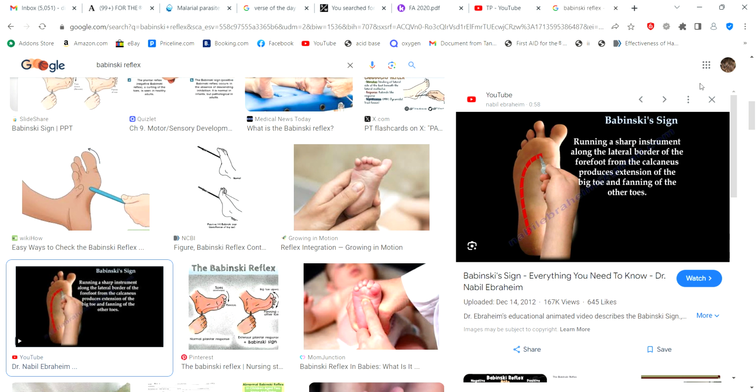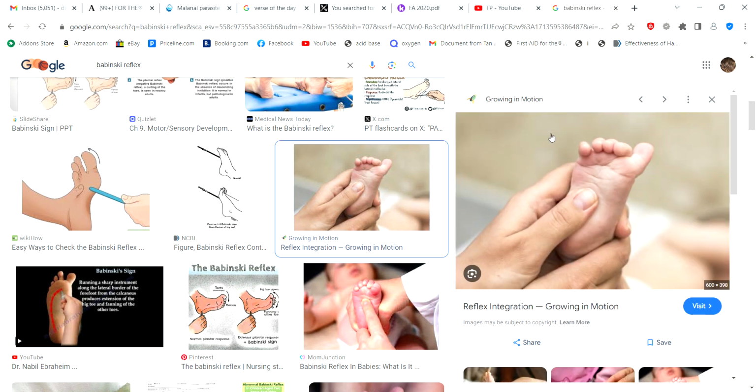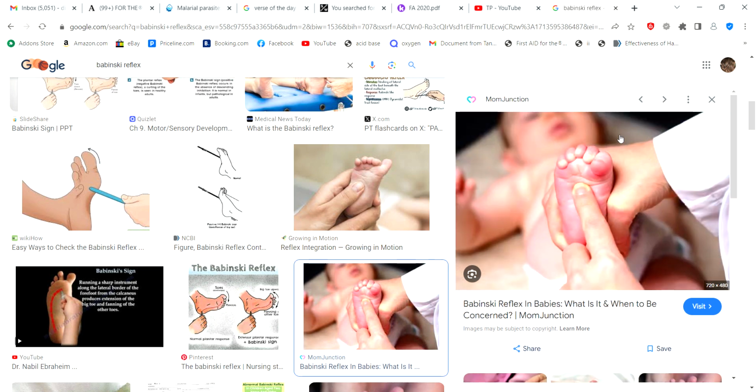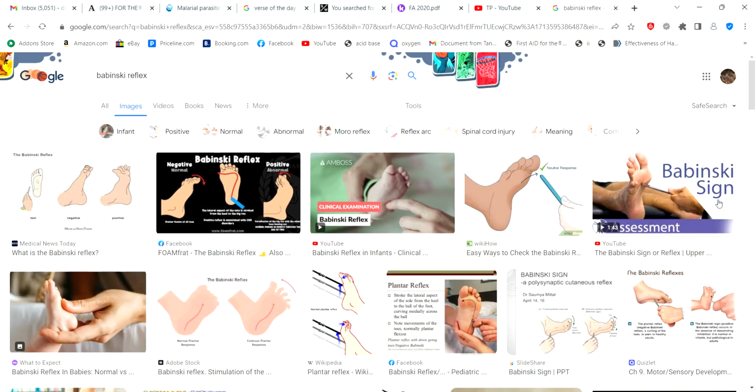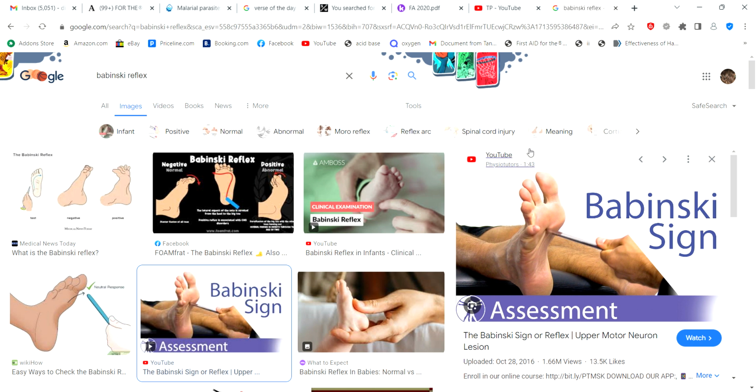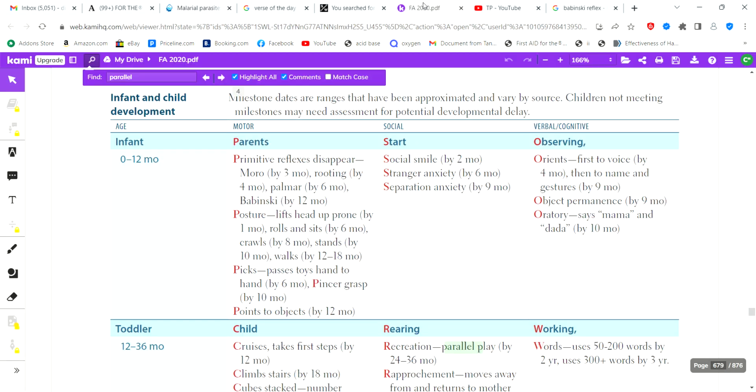So when you stroke the foot, all the toes fan out. The big toe extends upward, and the other toes fan out. This is right before. This is not Babinski. This is like when they're starting to do Babinski. All the toes are supposed to go up and fan out if it's a normal Babinski response. See, this is Babinski right here. All the toes are fanned out, and the big toe is extended all the way up. It goes away by 12 months. And these are all normal reflexes.